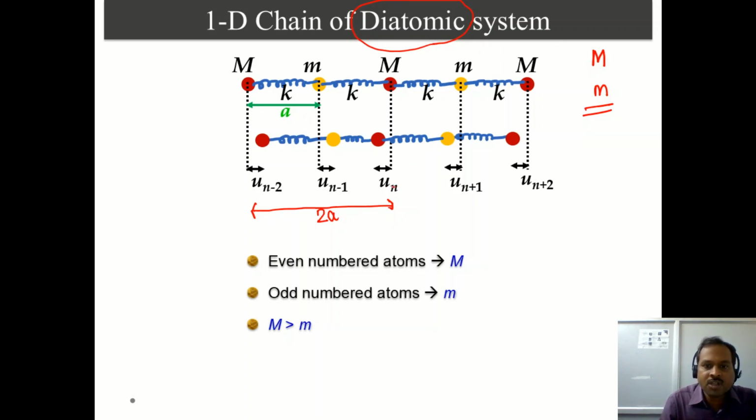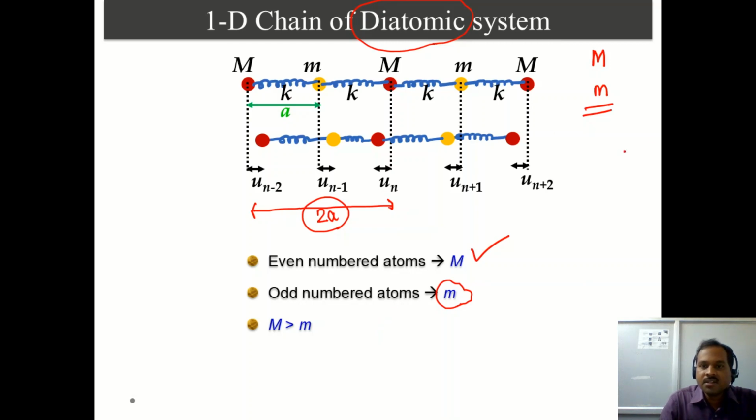Un corresponds to the displacement from the equilibrium position for the nth atom, and here you can see a series of atoms, capital M, small m, in this manner with a periodicity of 2a. So for the even numbered atoms we are assigning the heavier mass M, and for the odd numbered atoms we are assigning the lighter mass, smaller m.